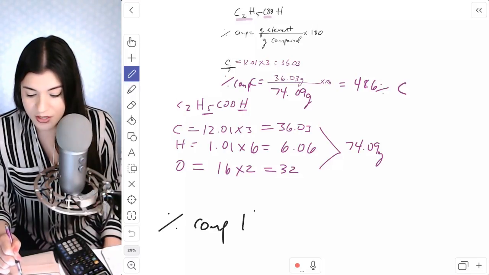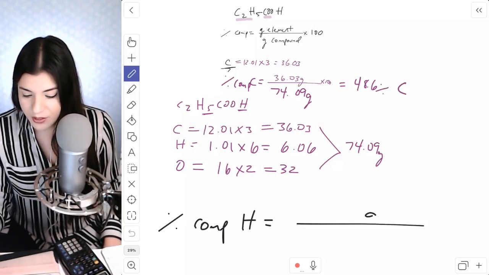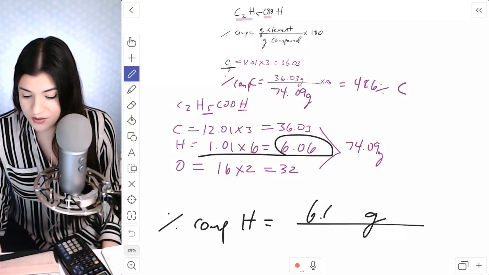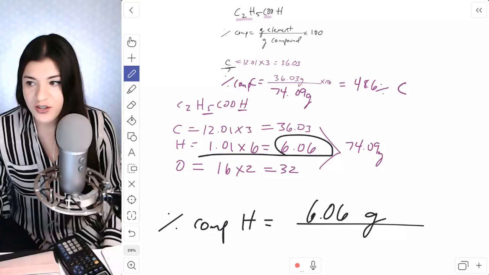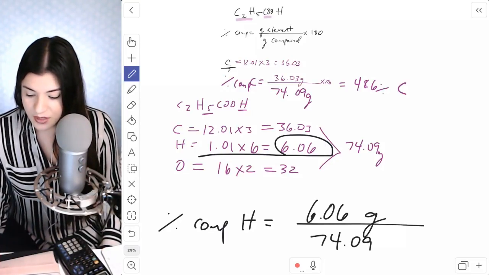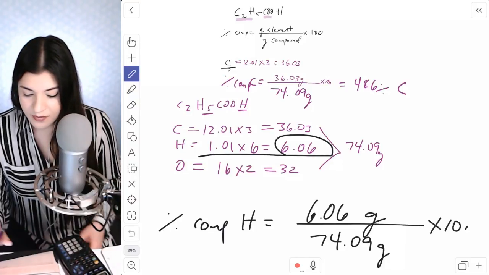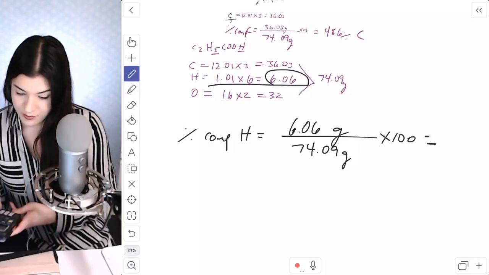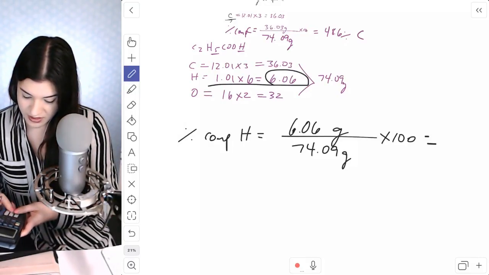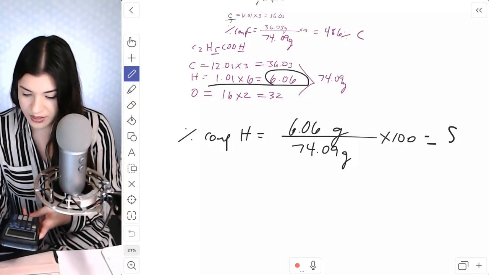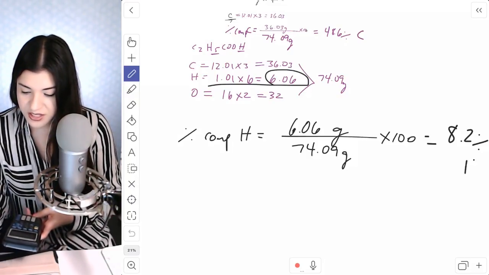So I'll do of hydrogen as well. So now I'll just figure out how many grams of hydrogen we had, which was 6.06, right? That's just in total how many hydrogens there were. And then on the bottom, the entire compound's mass. And then we can figure that part out. So that would have been 6.06 divided by 74.09. Times 100, which is 8.2% of hydrogen.